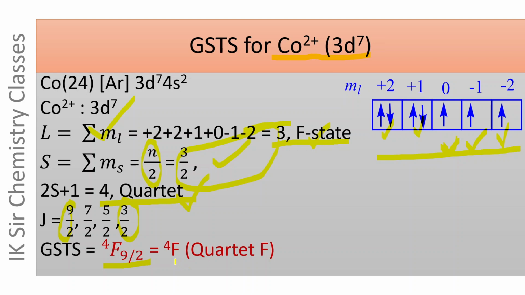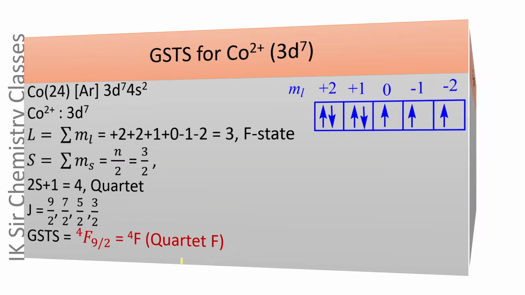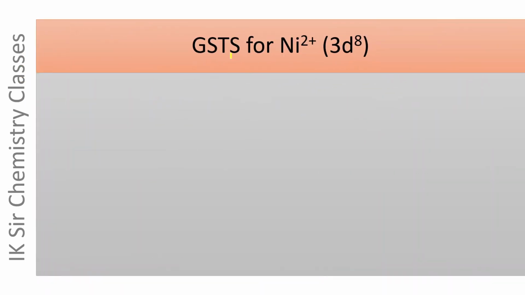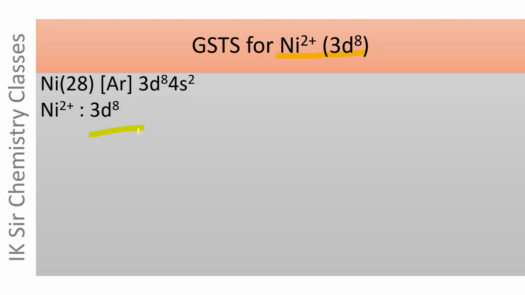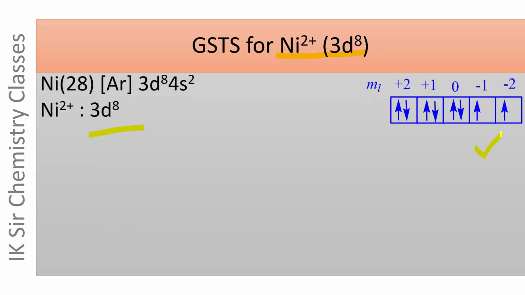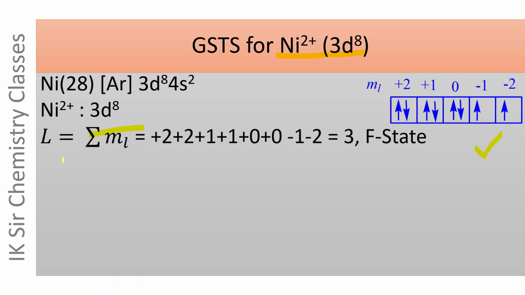The ground state term symbol for cobalt 2 plus ion can simply be written as quartet F. Now the ground state term symbol for Ni2 plus ion having electronic configuration 3d8. There are 8 electrons in the 3d subshell. Capital L is equal to the summation of ml values: plus 2, plus 2, plus 1, plus 1, 0, plus 0, minus 1 and minus 2. On solving it, we get capital L equals 3.